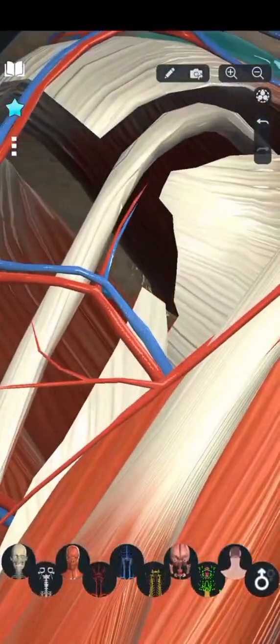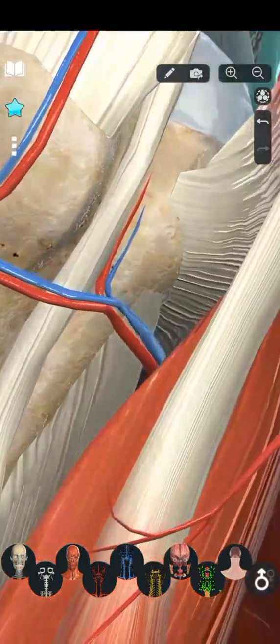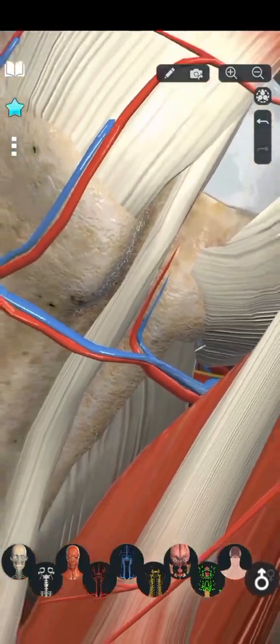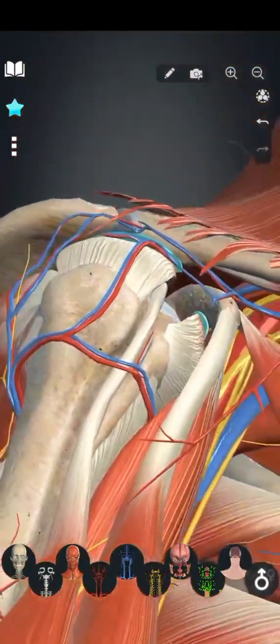Despite its small size, this wall is significant because it marks the transition between the axilla and the arm. It also provides a pathway for structures entering or leaving the axilla toward the upper limb.